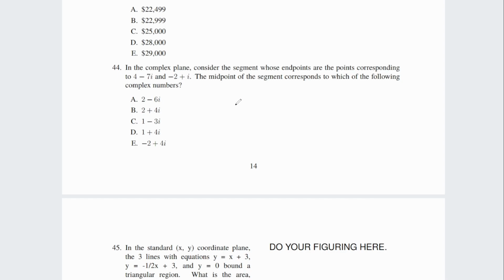So the average of 4 and negative 2 is 1, and the average of negative 7i and i, halfway between them, is going to be, I believe, negative 3i. And that is answer choice C, 1 minus 3i. So you don't need to understand them. You don't need to know how to use complex numbers. You just need to know how to average these different like terms. How do you average 4 and negative 2? And how do you average negative 7 and 1?